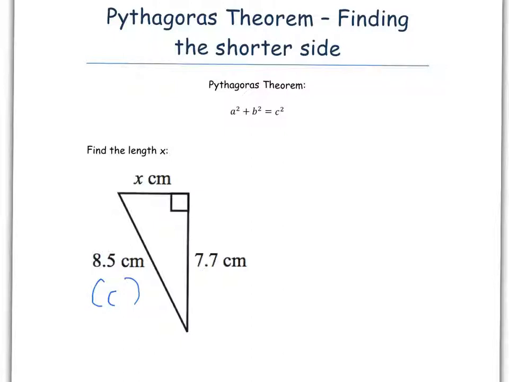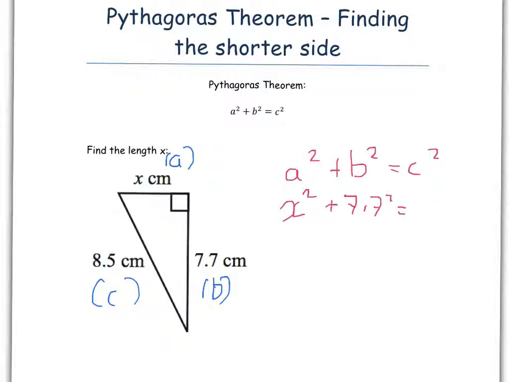Now remember, it doesn't matter which way around you label the other two. So this X is the A part and this 7.7 is the B part. Now we're going to use Pythagoras' theorem, a squared plus b squared equals c squared, to find out the shortest side A. So we're going to substitute in what we know into this equation. So A is x squared, B is 7.7 squared, and C is 8.5 squared.